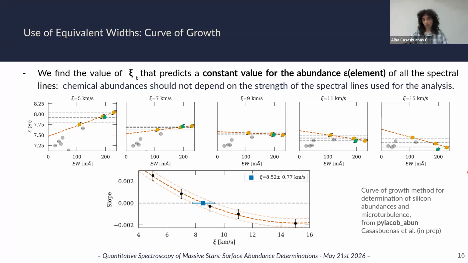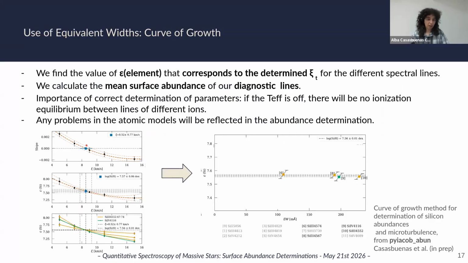Once we found the value of the microturbulence that predicts a constant abundance, we can go back and see what silicon abundance, or what element abundance, this value of the microturbulence corresponds to for the different spectral lines. With our list of diagnostic lines, we see what is the predicted surface abundance of each diagnostic line, and then we can calculate the mean surface abundance of all of our diagnostic lines. It's very important.